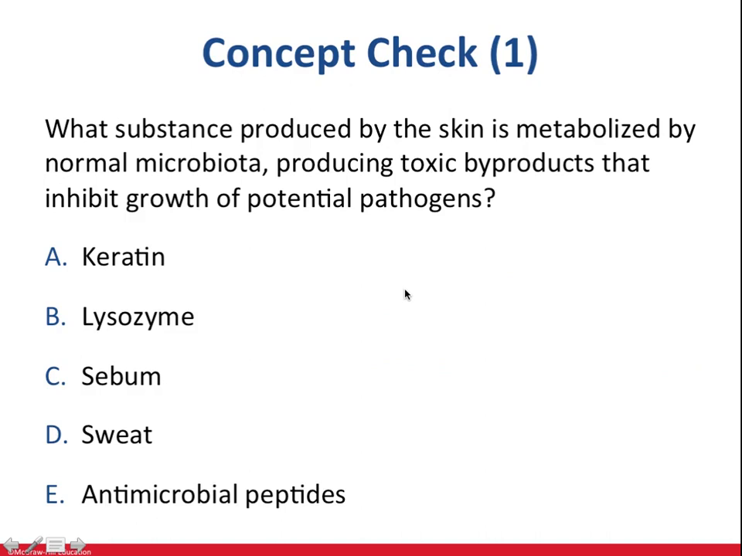Now let's work on this question. What substance produced by the skin is metabolized by the normal microbiota, producing toxic byproducts that inhibit growth of potential pathogens? I give you 5 seconds so you can give me the correct answer. So the correct answer is sebum, lipid.